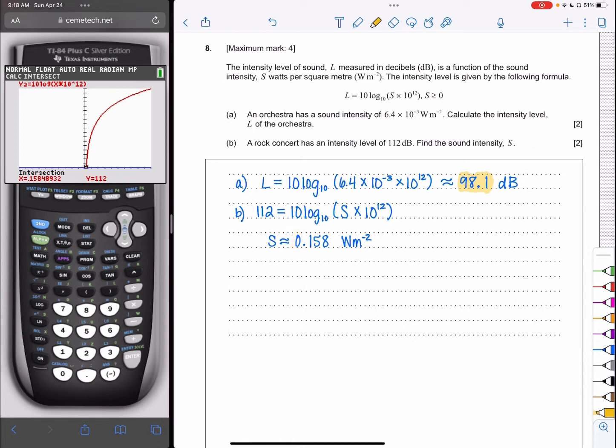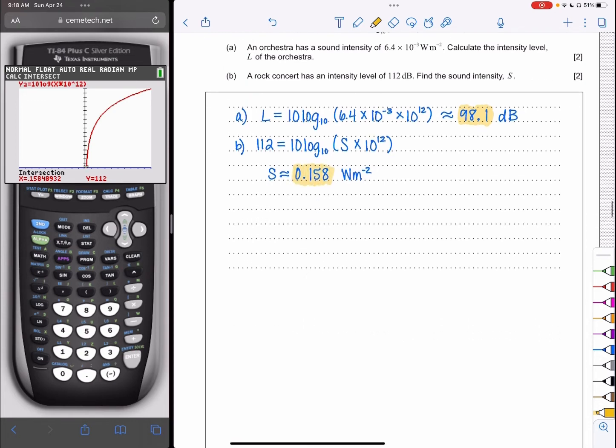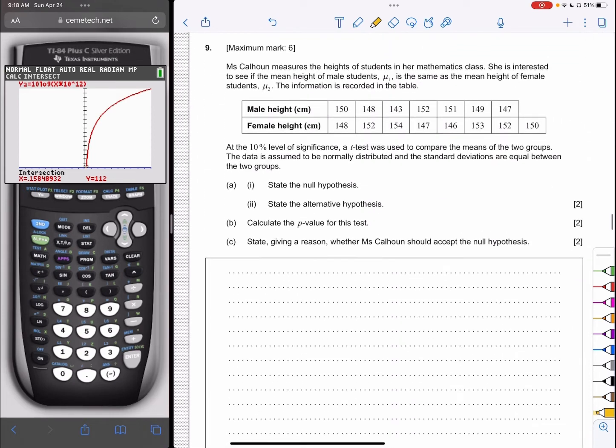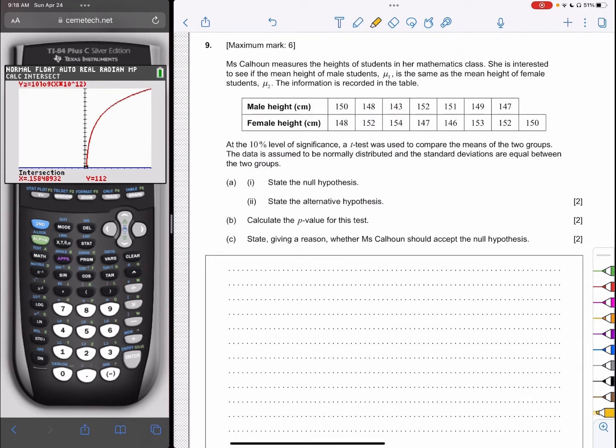All right. So now let's move on to number 9. So number 9, it says, Miss Calhoun measures the heights of students in her math class. She's interested to see if the mean height of male students, mu sub 1, is going to be the same as the mean height of female students, mu sub 2. The following information is recorded in the table.